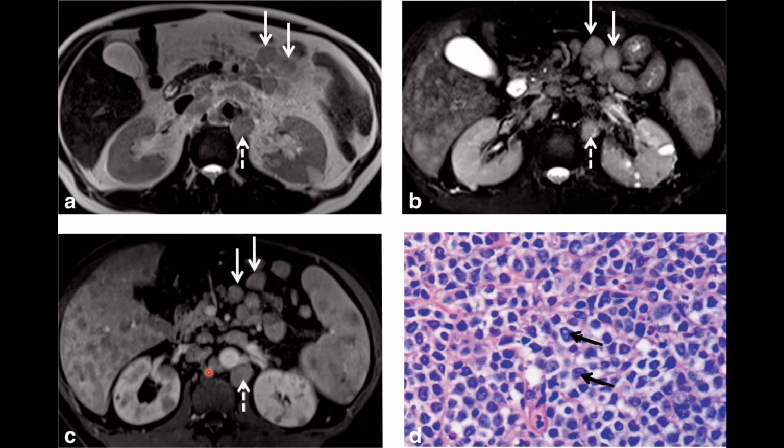And when we give contrast, we can see a very good enhancement, a diffuse smooth enhancement. Now this kind of appearance, smooth enhancement, bulky lesions, and it is not causing any compression on the blood vessels. So this is a classical case of a lymphoma.